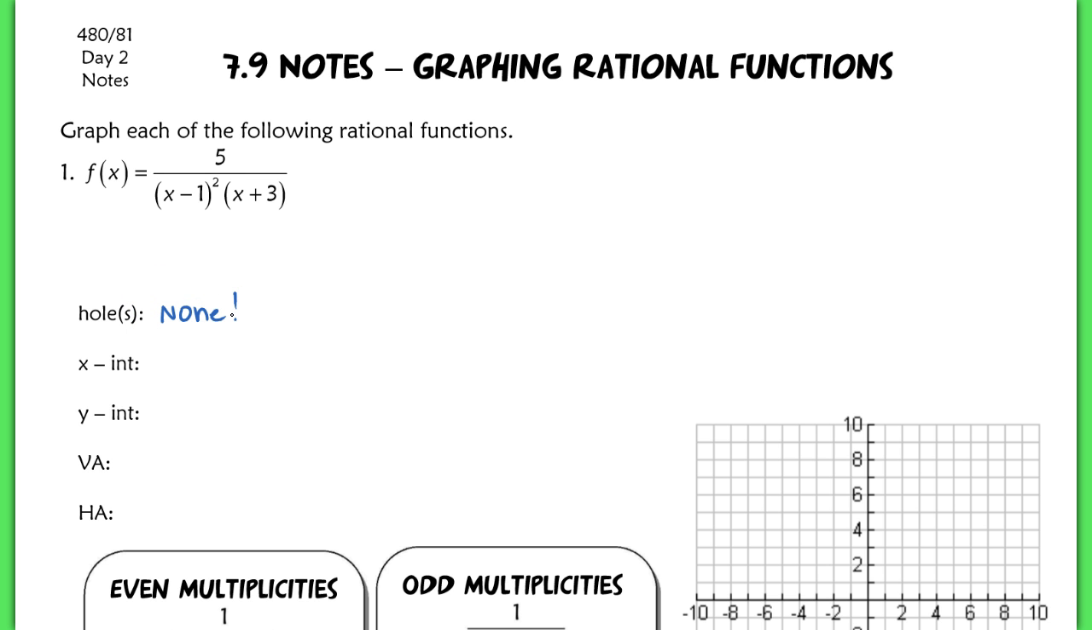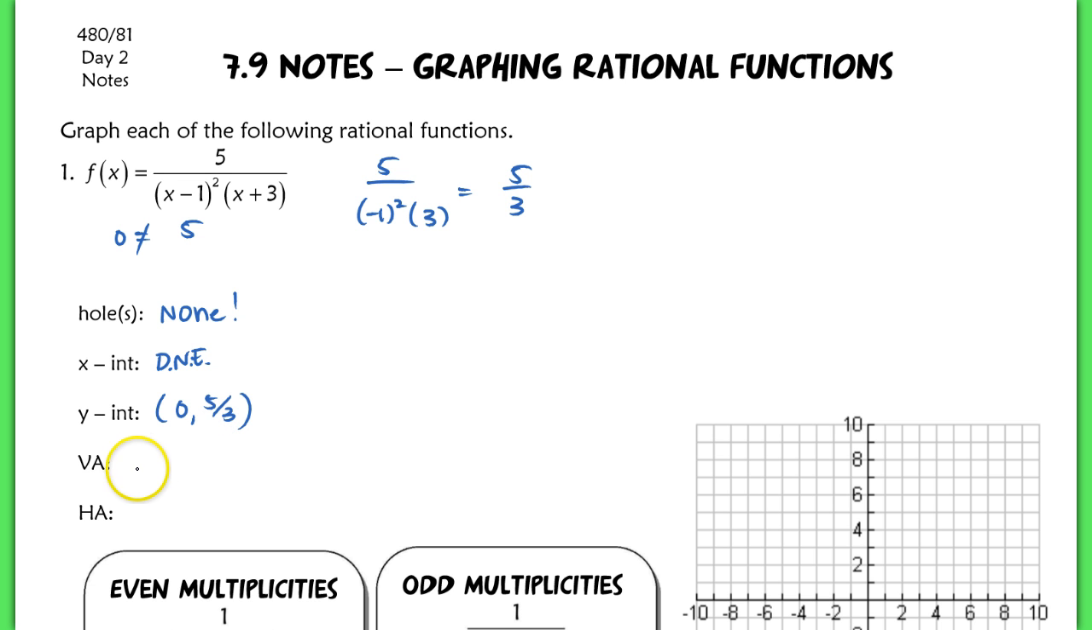Now for the x-intercepts, I'm going to let y equal 0, but when I solve for x here, I have to get it out of the denominator first, so I'm going to multiply by that entire expression in the denominator, and when I do that, it'll cancel on the right-hand side, and on the left-hand side, it'll just remain 0. So I have 0 equals 5, which is clearly not true, so the x-intercept does not exist. For the y-intercept, when I plug in x equals 0, I have 5 over (negative 1) squared times 3. So 5 over 3 gives me a y-intercept of 5/3.